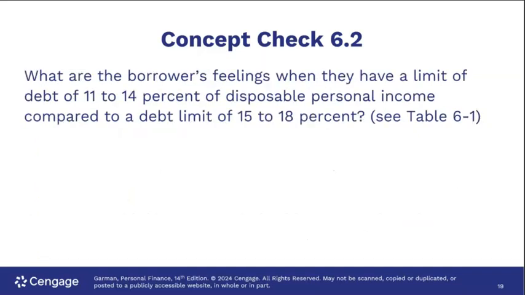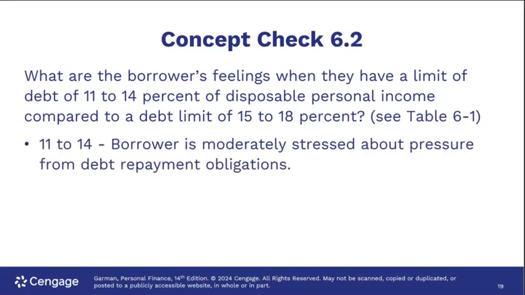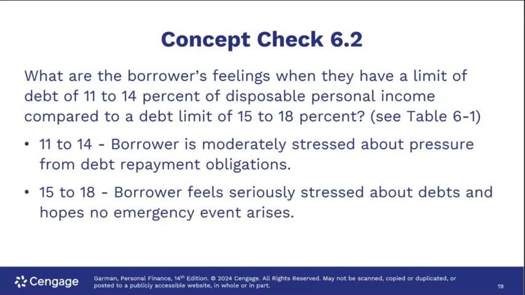So, how do borrowers feel when they have a debt limit of 11 to 14% of disposable income compared to 15 to 18%? So 11 to 14, borrowers are moderately stressed about the repayment of those debt obligations. 15 to 18, the stress level has increased, and you're concerned that no emergency arises.